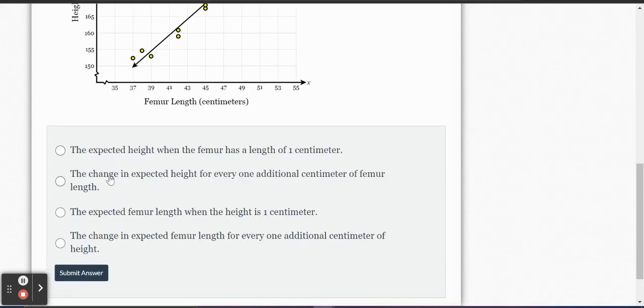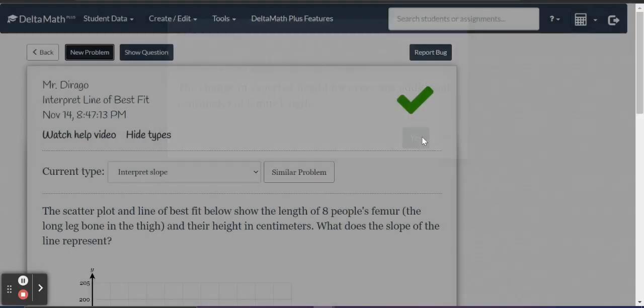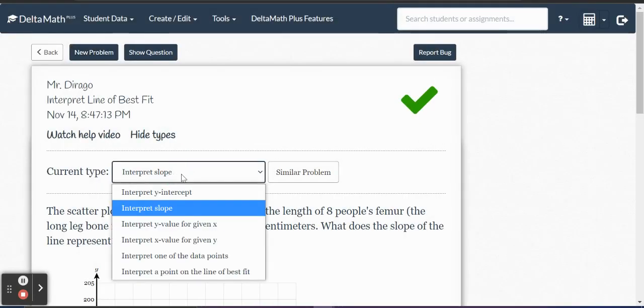So it's either these two, right? The change in height for every one additional femur length. That sounds good. It's not the change in expected femur length, right? That's the x-axis. So it's going to be this one, the rise, the height for every 1 additional centimeter of femur length. Bada boom, bam, awesome.